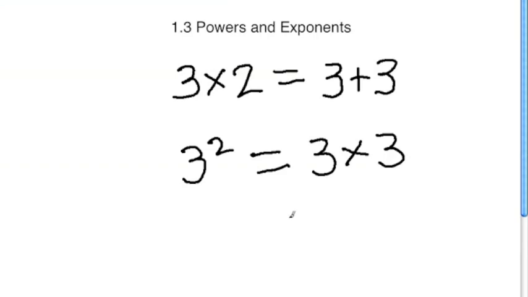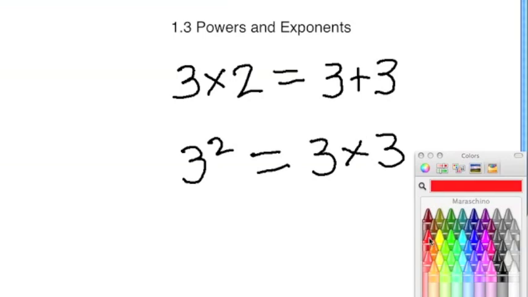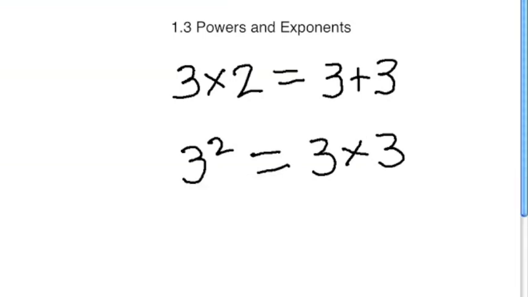Now the reason I'm showing it to you this way is because this was confusing for me when I was first learning exponents. I would look at this problem, see 3 to the second power, and think, oh, right away, that equals 6. But that's wrong. You have to make sure you're looking at it as 3 times itself 2 times.